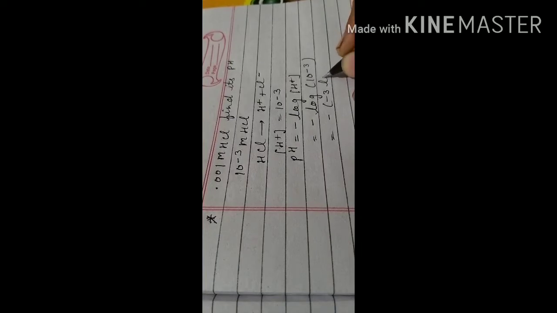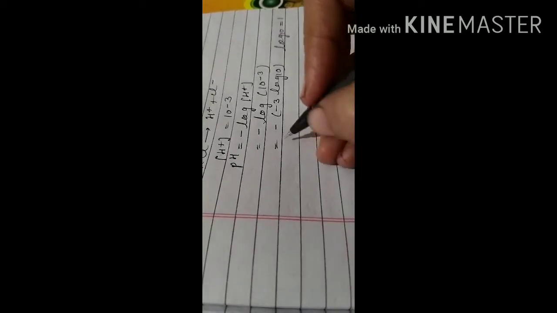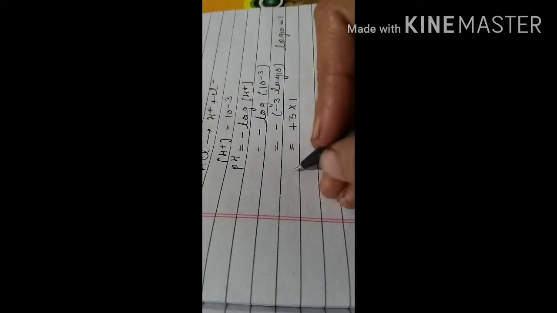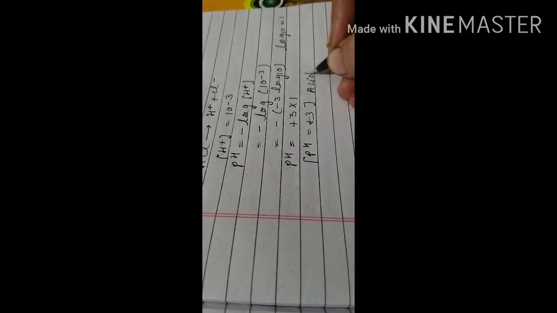So it becomes negative 3 log 10. So log 10 will be 1. I will tell you how to find the other log values one day, but here you have to know that the value of log 10 is 1. So negative times negative gives plus 3, and log 10 is 1. So we have got the value of pH, which is plus 3. A value of 3 indicates that the substance is acidic in nature.